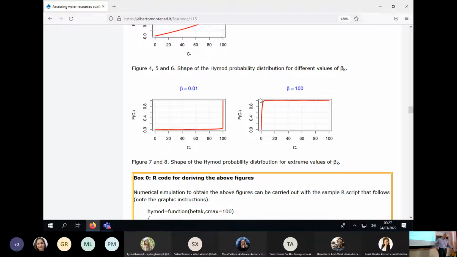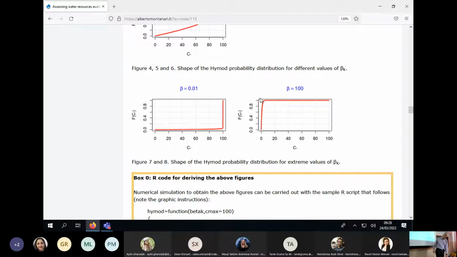If conversely beta is approaching 0, the fraction remains 0. So the fraction of the catchment with a lower water storage is 0, which means the basin is impervious if beta is approaching 0. And then there is a sudden convergence to 1 close to C max. Now, how are these figures obtained? This is the subject of the box that you see here.